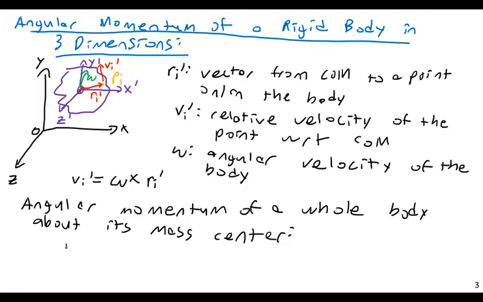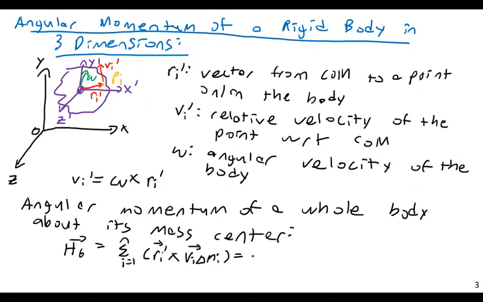And that would be Hg, the angular momentum. Well, it's going to be equal to the summation from i equals 1 to n of ri prime crossed into vi, delta mi, just the small amount of mass that point represents.